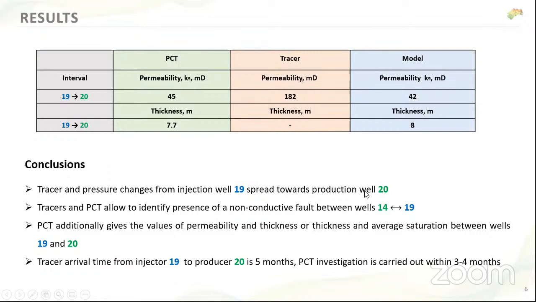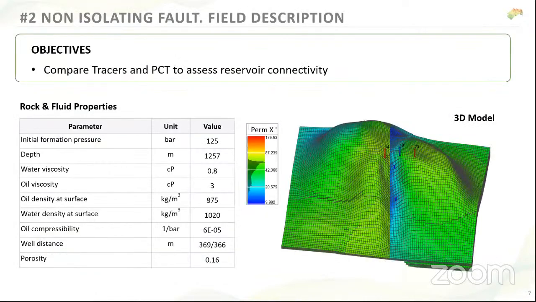So they both found the sealing fault, and both would be able to find the absence of the fault and assess the permeability. PCT permeability assessment was better, and the test time was shorter for PCT than for the tracer, because of course pressure propagates through the reservoir much faster than the actual flow through the same reservoir. So that was the first test.